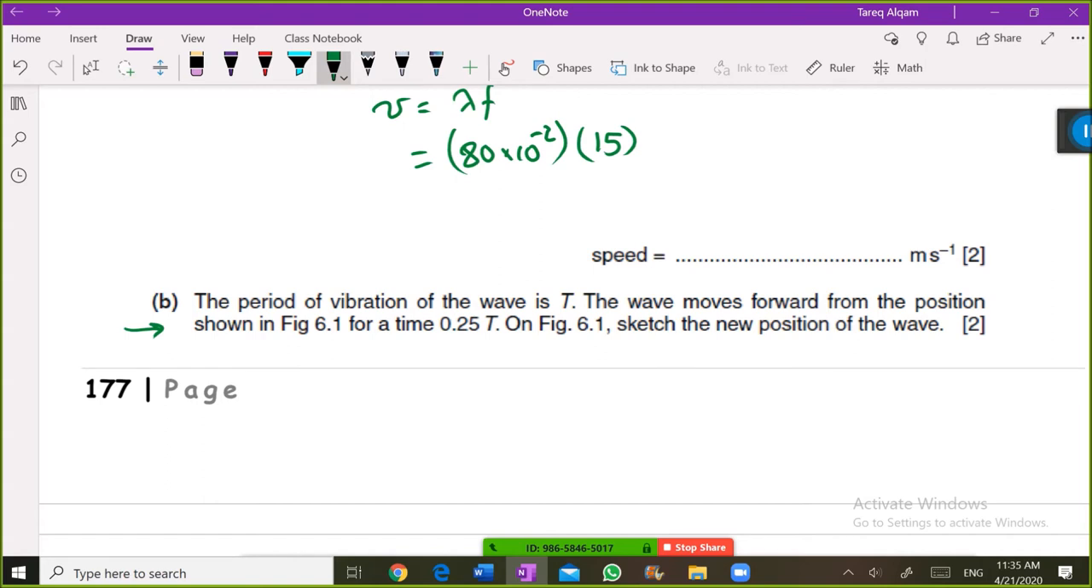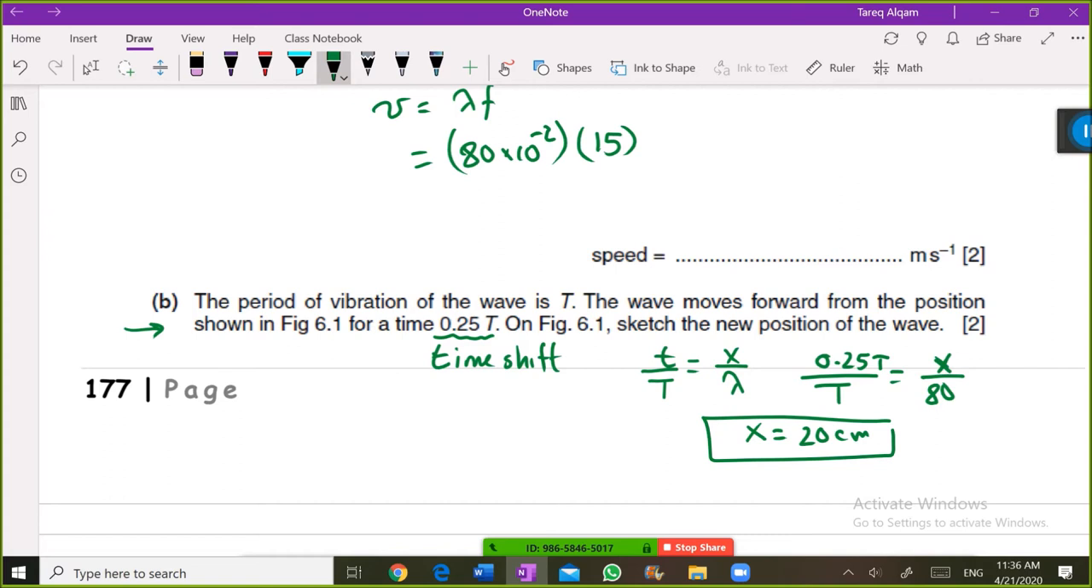How did we do this, guys? We agreed that this is the shift, this is the time shift, if you remember. So the time shift over the period equals the position shift over lambda. The shift would be the same. So 0.25 T over T equals X, which we are looking for in order to draw the new wave, over a wavelength, which is 80. If I calculate this, X will be 20.